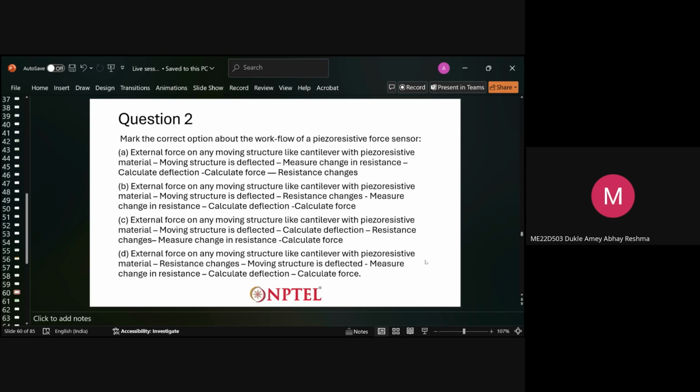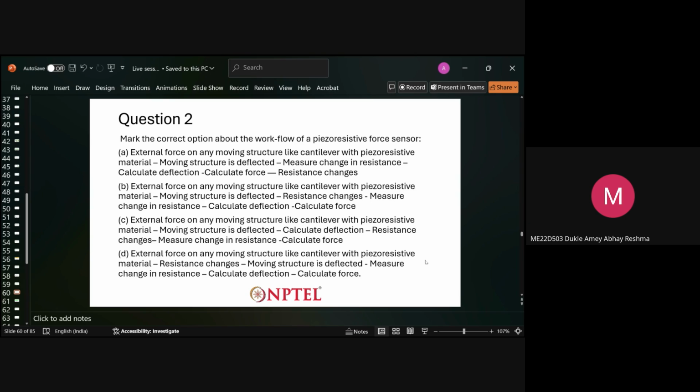Many times people get confused. In piezoelectric material, when pressure is applied, there will be a change in the crystal structure, and because of the crystal structure change, a charge is generated. And in piezoresistive materials, when you apply the force, piezoresistive materials are more common.